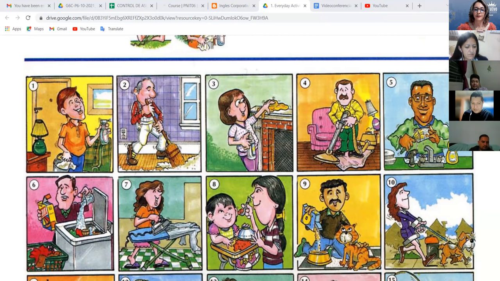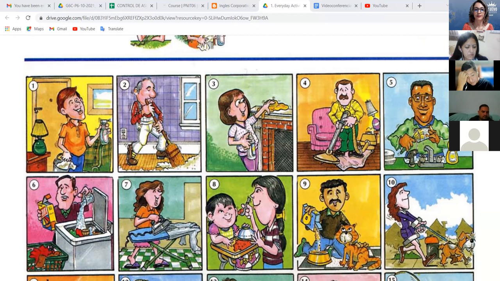She did. She did not the wash the clothes. She didn't. Wash the clothes. There is another possibility. Hay otra posibilidad que se dice do the laundry. Pero en past tense quedaría did the laundry. That could be another possibility. Pero la que usted dijo está bien. That one is okay too.